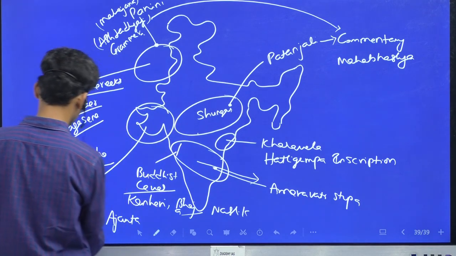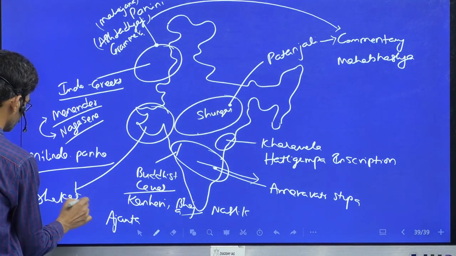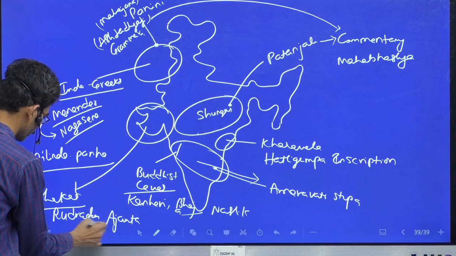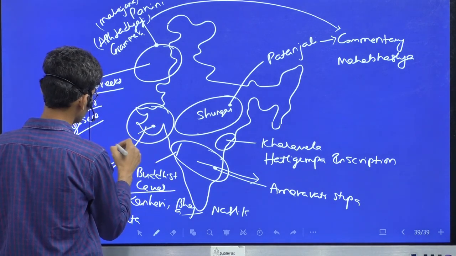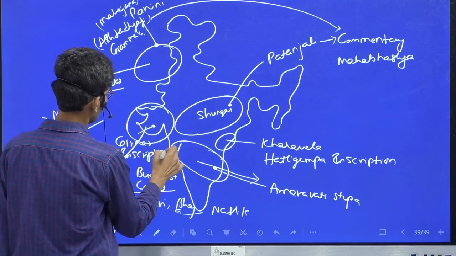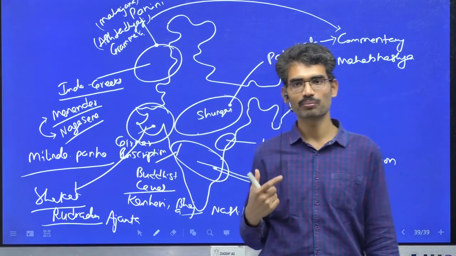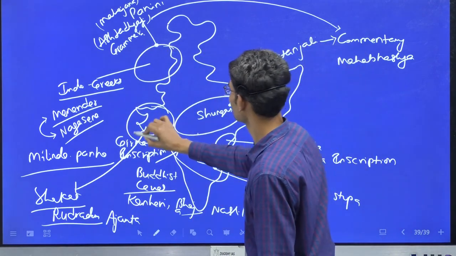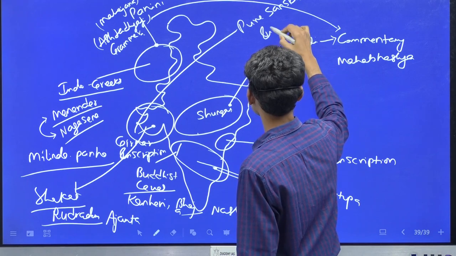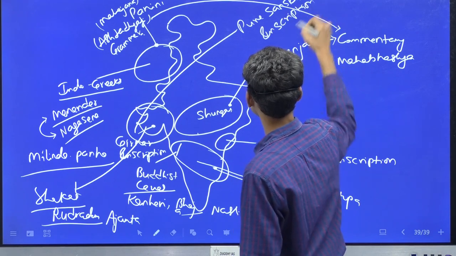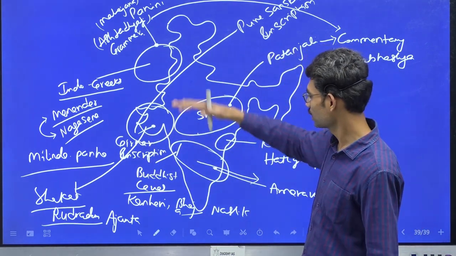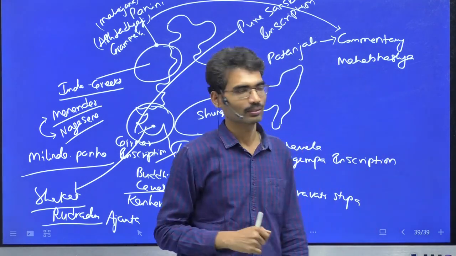When it comes to Shakas, there was a ruler called Rudradaman. Rudradaman, he issued Girnar inscription. This Girnar inscription is the first Sanskrit, pure Sanskrit inscription. So you need to see pure Sanskrit inscription. Shakas, Rudradaman. So these are very, very important facts we need to remember.